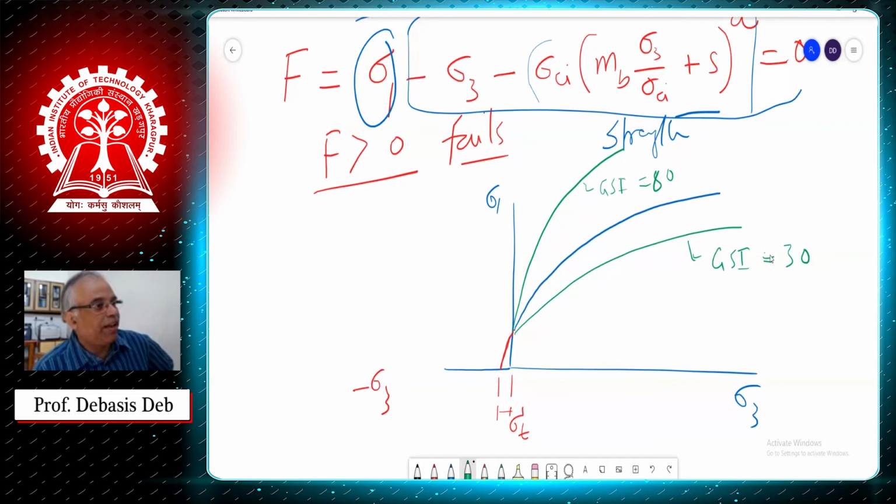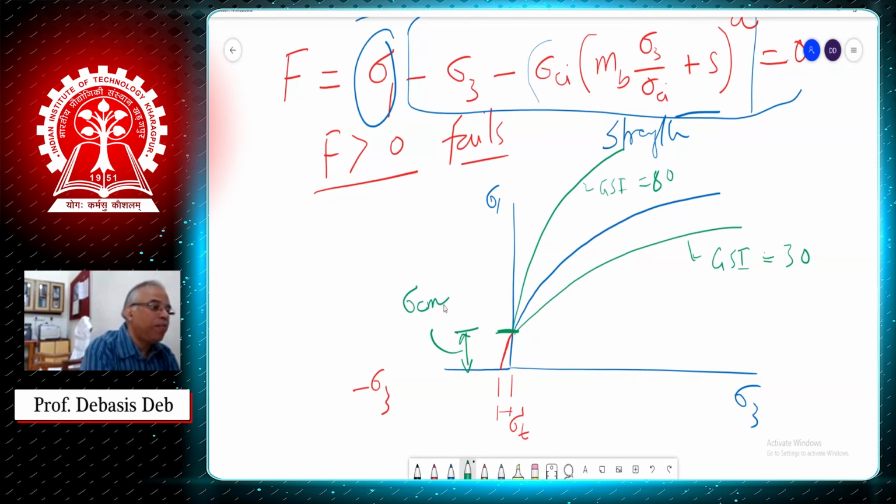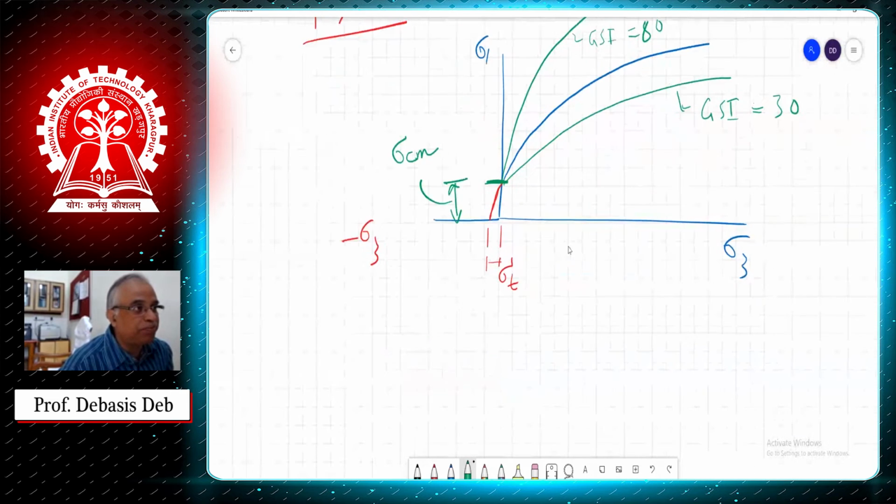And this one, we will consider this as sigma CM, we call it. The uniaxial compressive strength of rock mass. You see here I am using M. Okay, sigma CM. So it is the uniaxial compressive strength of rock mass.